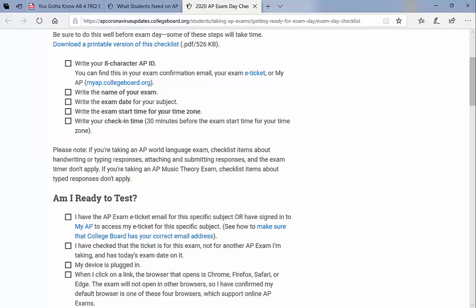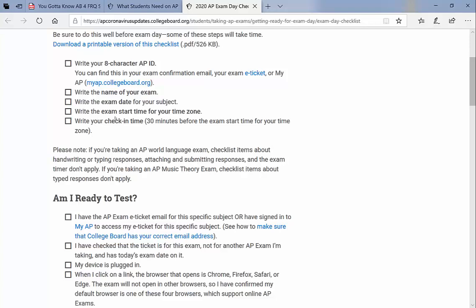I think there's a difference between the AP ID, Nathan, and the key, right? The e-ticket is what was emailed to you. Is your AP ID in there as well in that email? I don't know, because I don't have an email from them. Or is it just your e-ticket? Okay, so it gave you both.